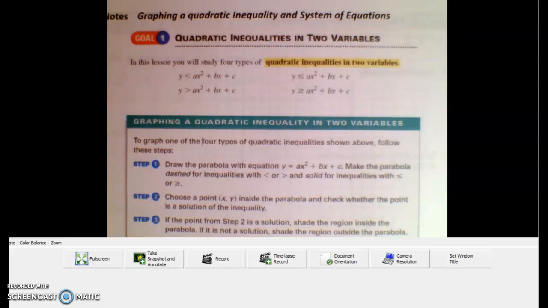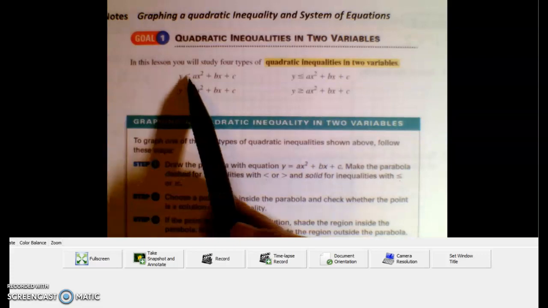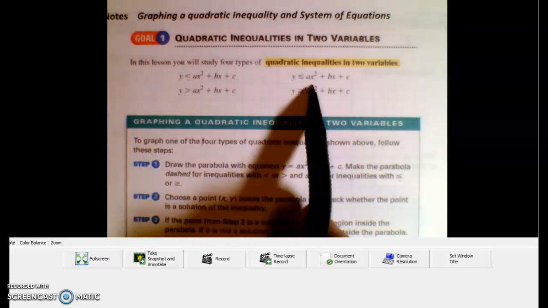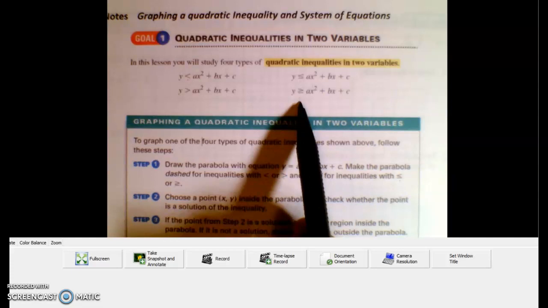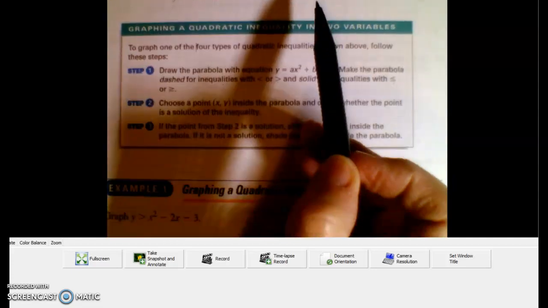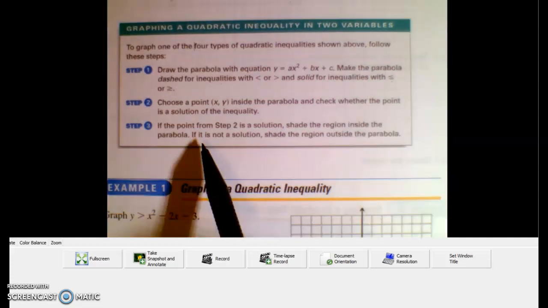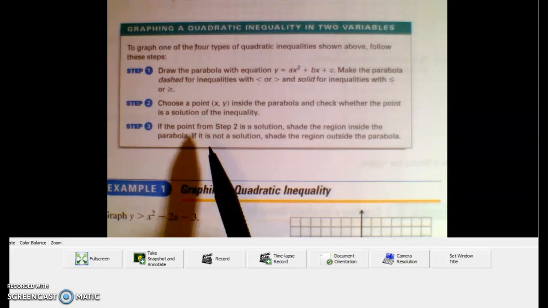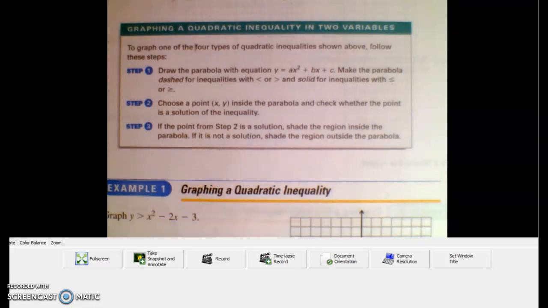Hi, this lesson is on graphing quadratic inequalities. Today we're going to practice graphing less than, greater than, less than or equal to, and greater than or equal to. Now the steps to do these are here. I'm going to have you stop for a minute and just read them over, and then we're actually going to practice them. So just take a minute, read them over, and we'll start.